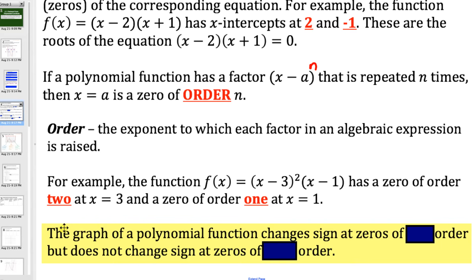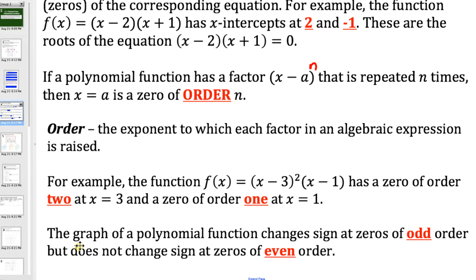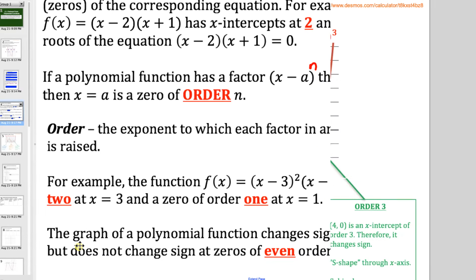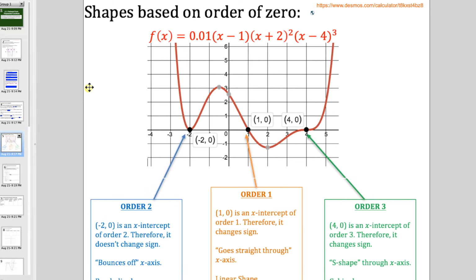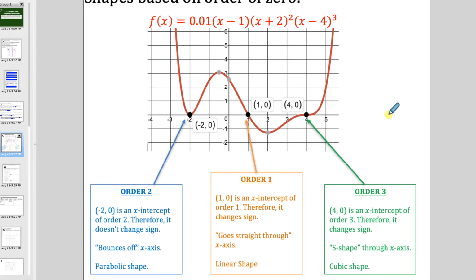And we talked about this already as well. The graph of polynomial functions change signs at zeros of odd order, but do not change signs at zeros of even order. And let's look at the shapes that happen based on the order of the x-intercept. Okay, let's just have a look at this function I'm giving you here, this f of x function that is in factored form. It has 3 x-intercepts. We can see them clearly at -2, 1, and 4. What I want you to pay attention to are the 3 different shapes it makes at those x-intercepts and how those shapes correspond to the order of the x-intercept based on the exponent that is on the factor that created that x-intercept.